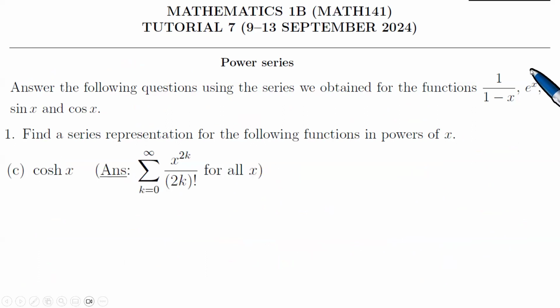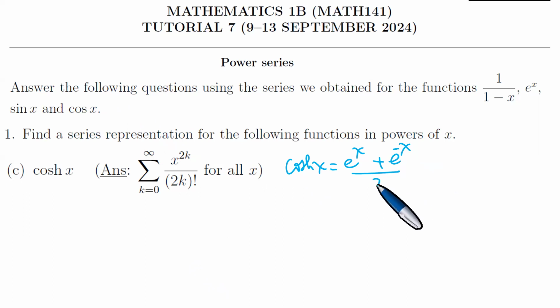Let's find the power series of the cosh. Here there are two things we need to remember, but it is knowledge of the fact that we need to deal with the exponential function. For example, we know that the cosh of x is e to the power x plus e to the minus x, out of 2.